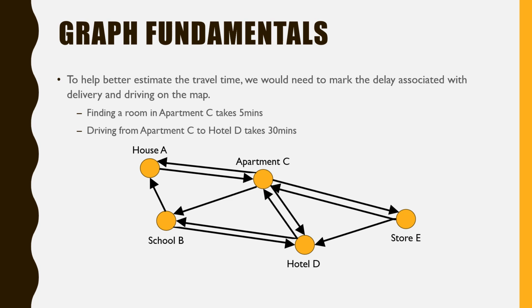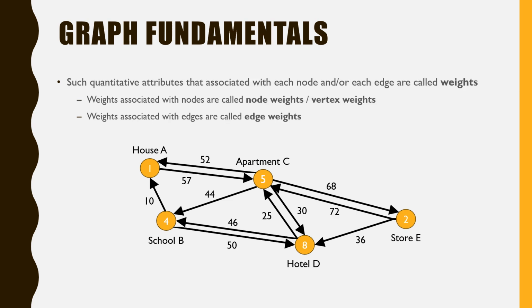To more accurately estimate travel time, we need to record any delays associated with both deliveries and driving. For example, you might spend 5 minutes at apartment C searching for the correct room number. Similarly, the drive from apartment C to hotel D could take 30 minutes. Such quantitative attributes associated with nodes or edges are called weights.